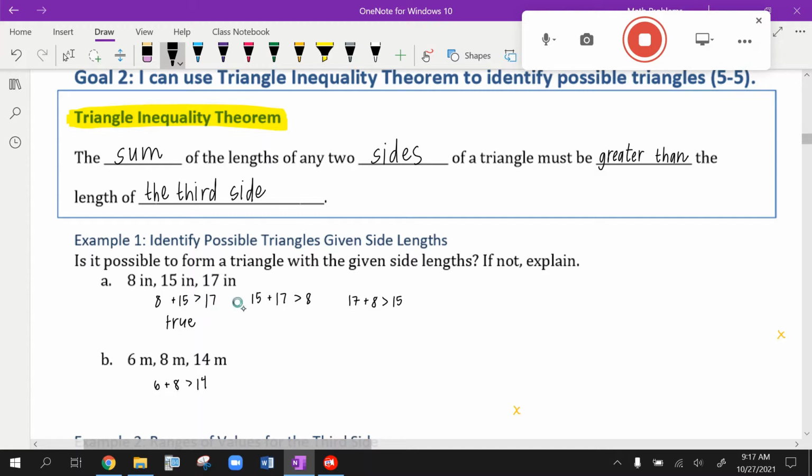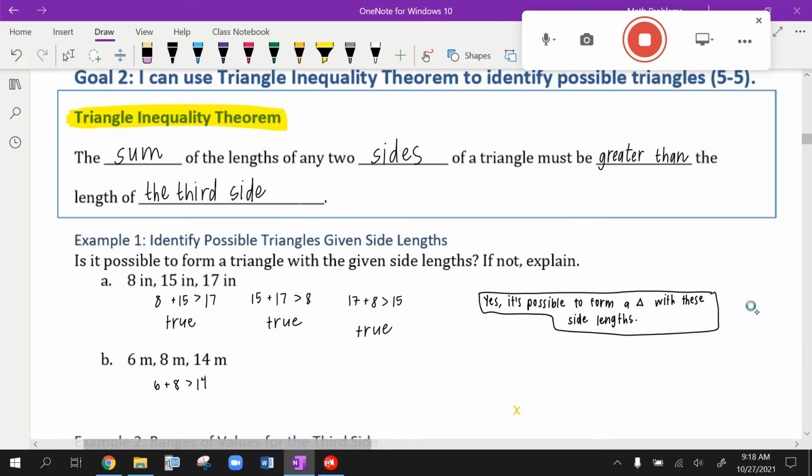Now pick another two pair of sides, such as 15 and 17. Is 15 plus 17 greater than 8? Yes, that's also true. And finally, pick the last pair that you haven't paired up, 17 and 8. Is that greater than 15 together? Yes, that's also true. If all three pairs are greater than the third side that you did not use, then you can form a triangle out of those lengths. So this one, you should say, yes, it's possible.